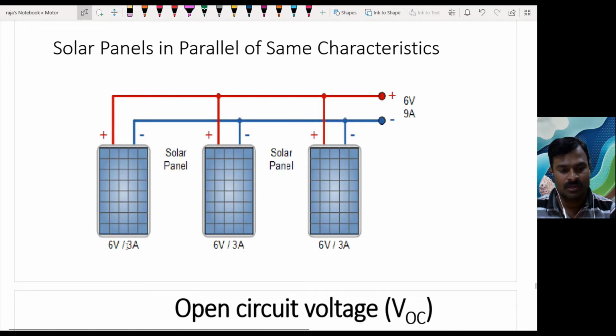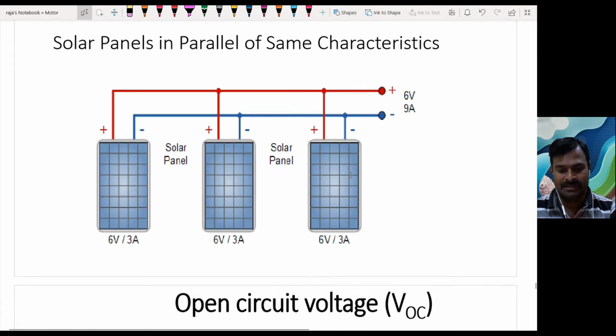Again, you have a 6 volt panel, and the current rating is 3 amperes, which is connected in parallel. So this means the voltage is going to be 6 volt and the current is getting added up. So you get 9 amperes as an output current rating. So compared to a single panel connected to the battery, now you will require only one third of the time for charging the battery.